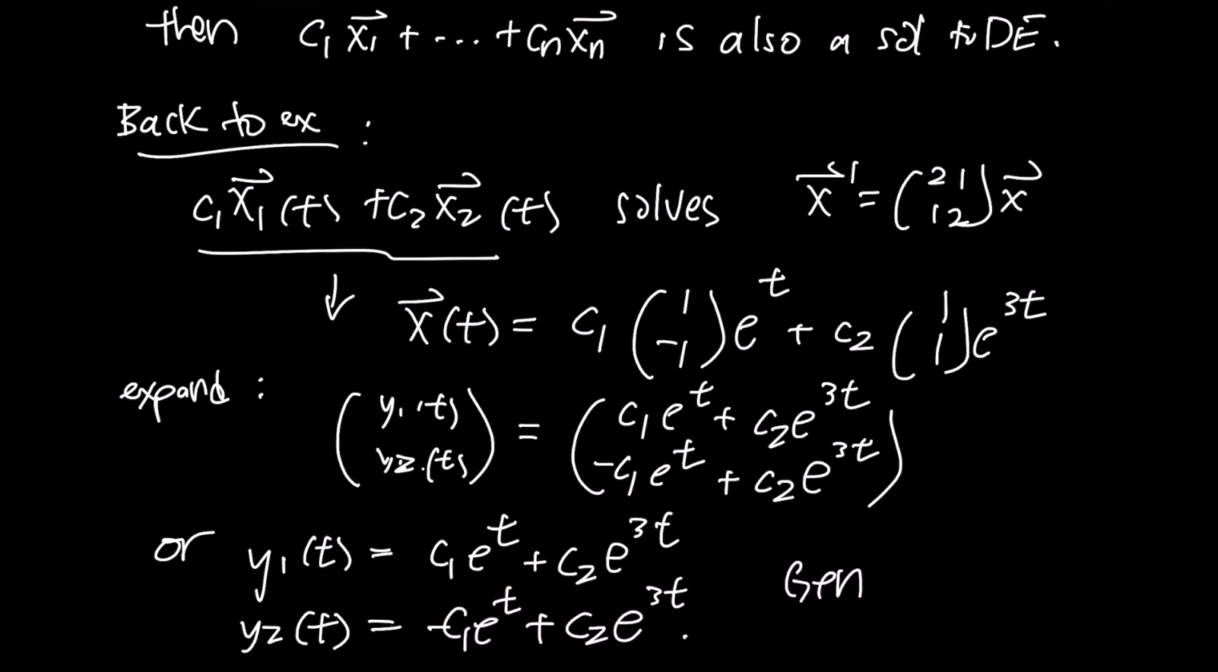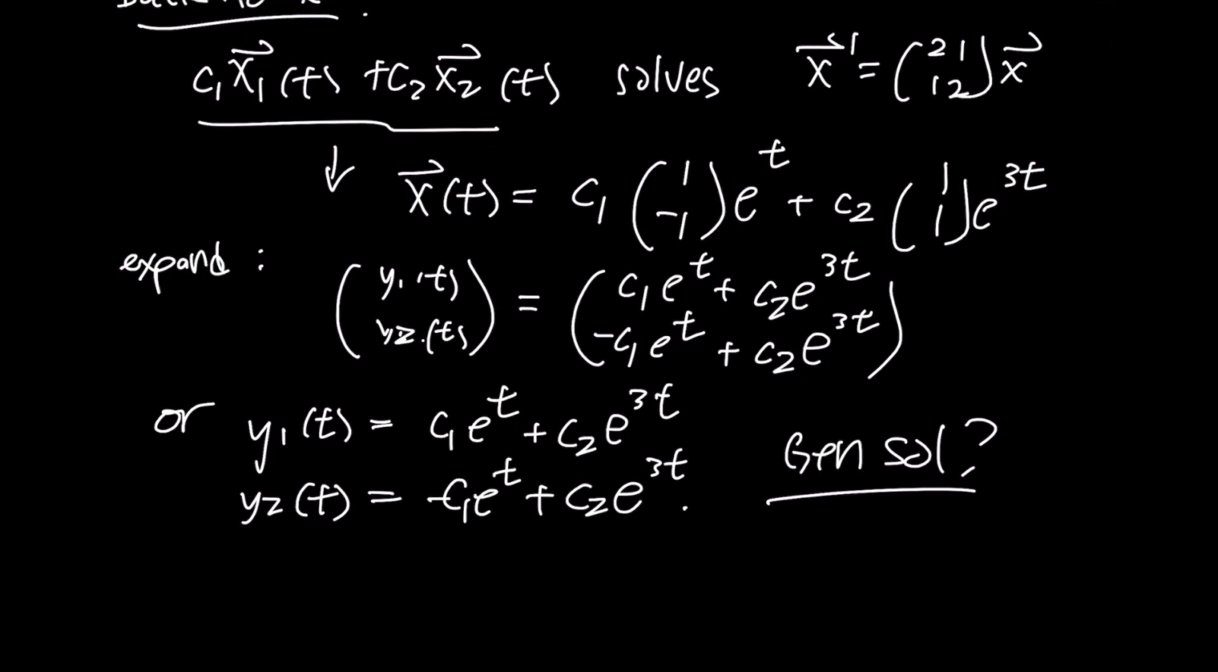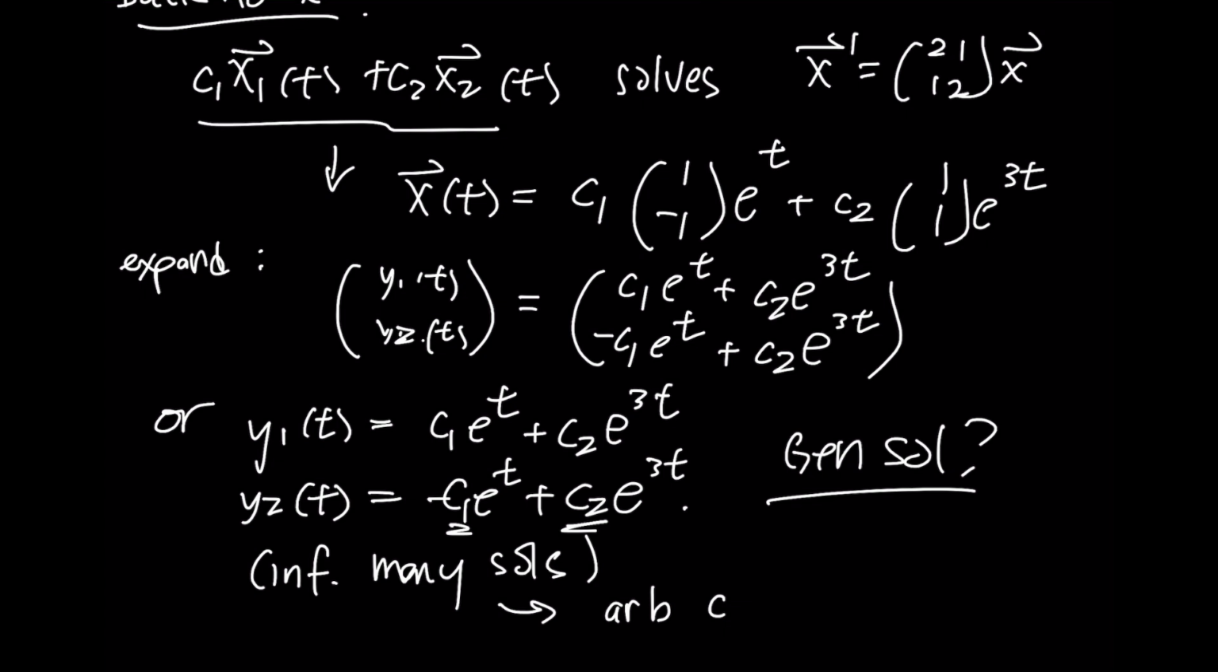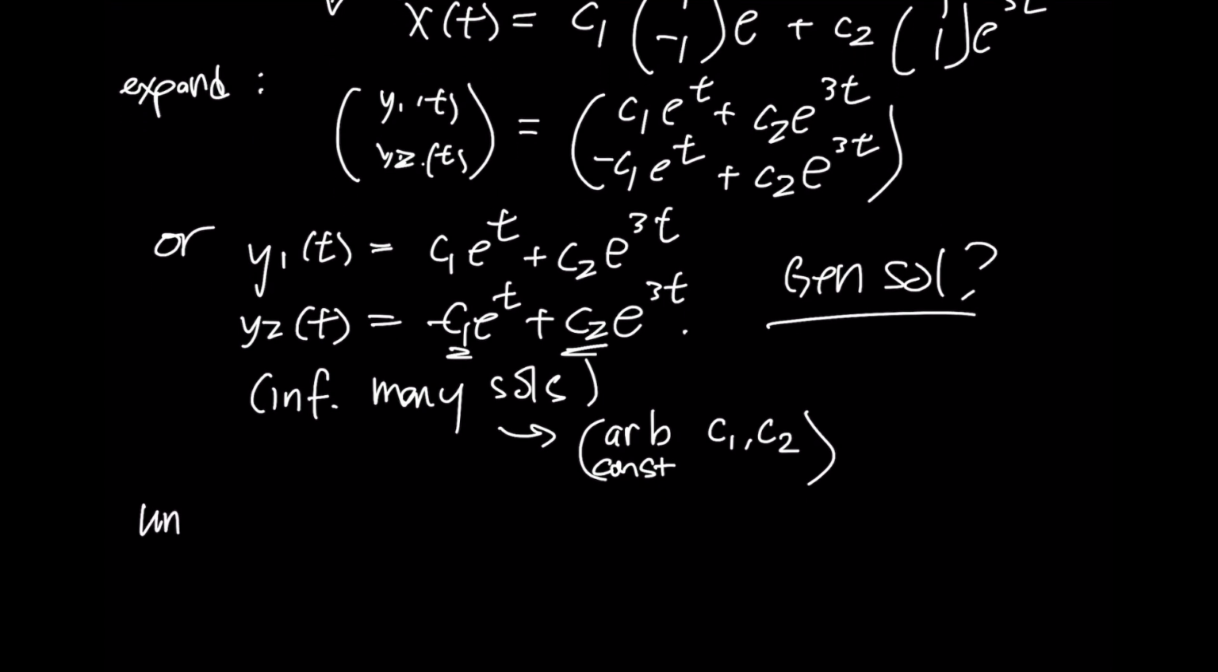Now, the ultimate question is, is this the general solution? This turns out to be infinitely many solutions because of these arbitrary constants. I don't know what their value is, and in fact, any value will still allow me to satisfy the differential equation. What we're going to want to do is try to find a unique solution. And for that, we need initial conditions.